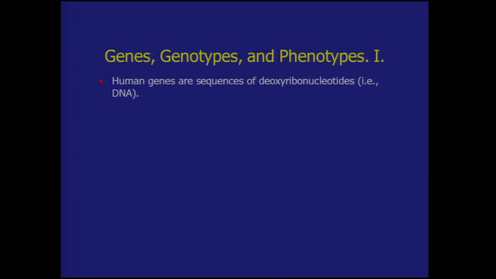Human genes, like all genes, are sequences of deoxyribonucleotides. Now, there are viral genes which are ribonucleotides. They're made of RNA instead of DNA. But basically, genes are DNA. There are multiple definitions of genes.